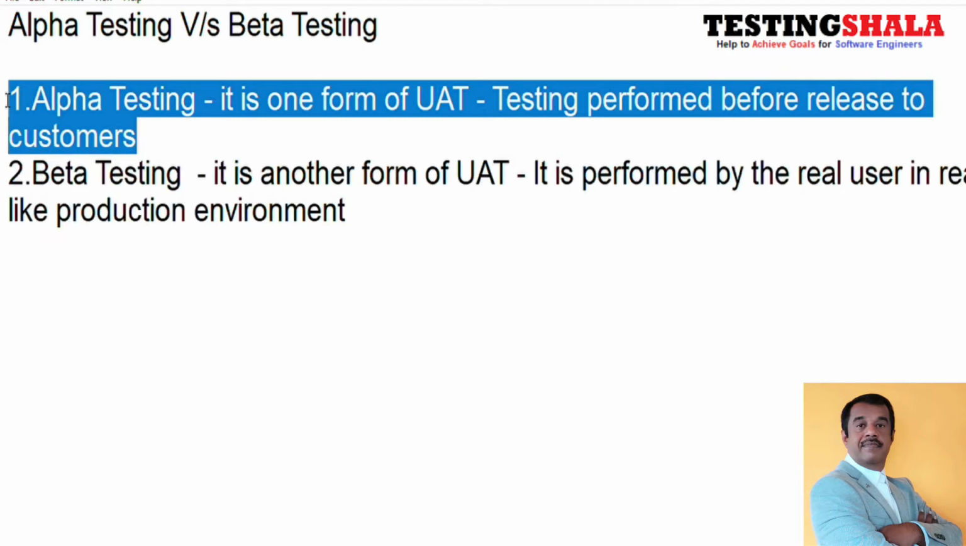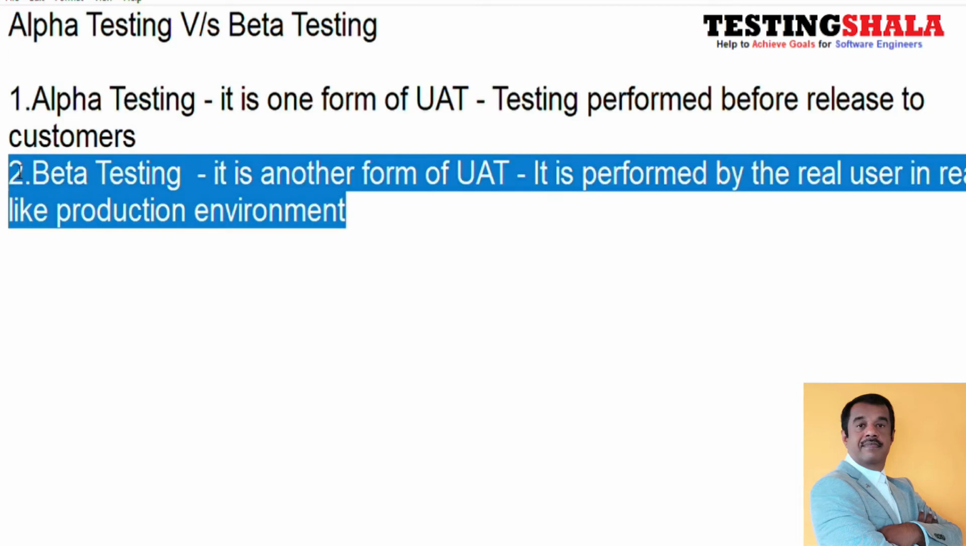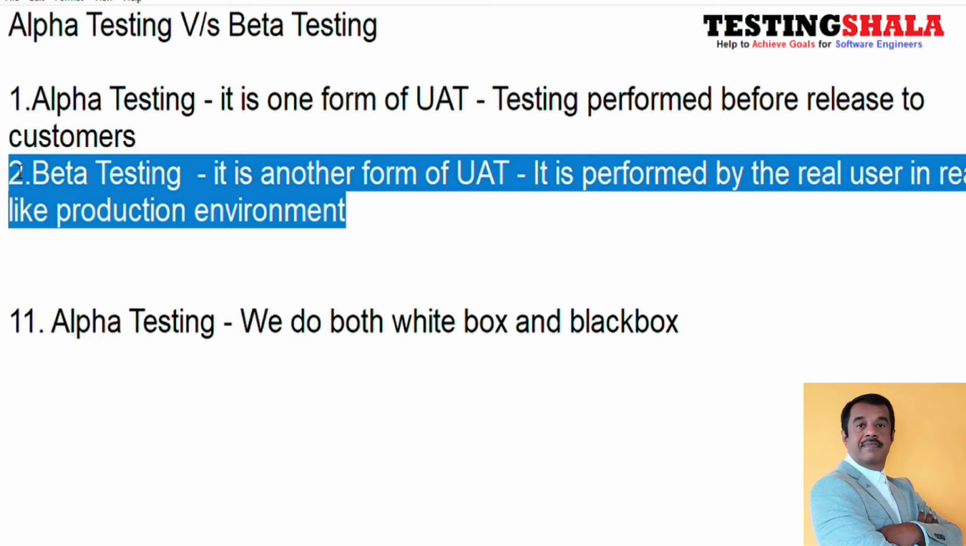Then what is beta testing? This is also another UAT. This is also performed before we release to the customer, but this testing will be done by the real user in a production-like environment. Then what is the next difference?